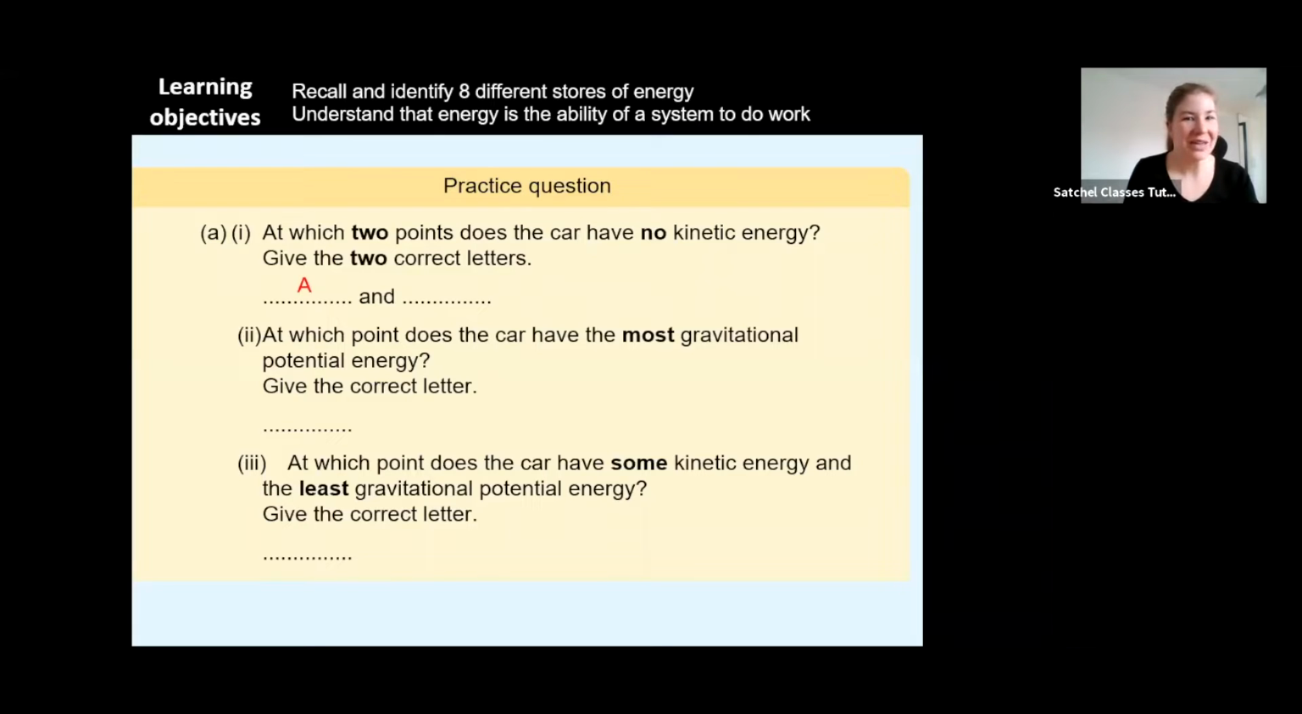because I'm about to give away the answers. All right, so really well done if you did A and F for no kinetic energy. Okay, most gravitational was A, and some kinetic, but the least gravitational is E. Let's just quickly show you what I mean by that.